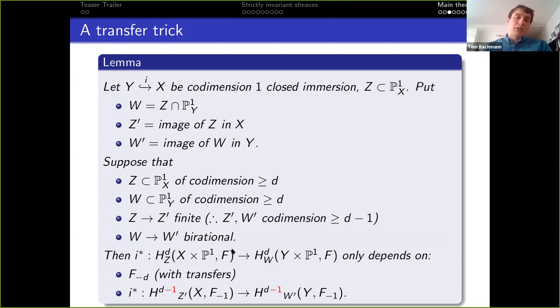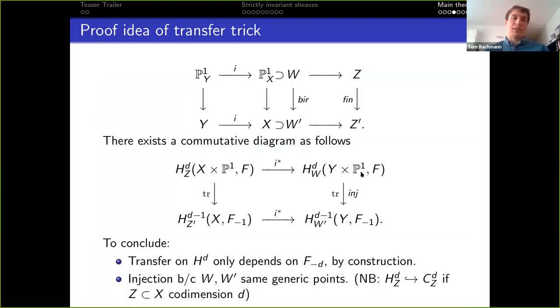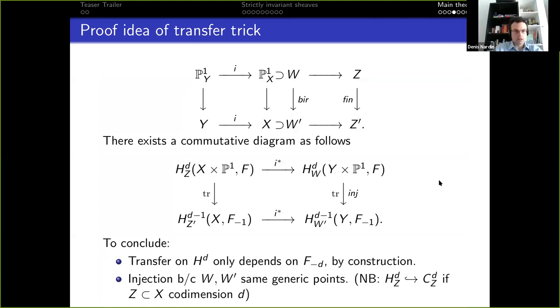But of course, the problem is that not every map between every codimension one closed immersion is of the form x times y times p1 into x times p1, right? So there's still more to come. But okay, so I'm running out of time, so I'm going to skip how this works. But the idea is that you use the transfer.